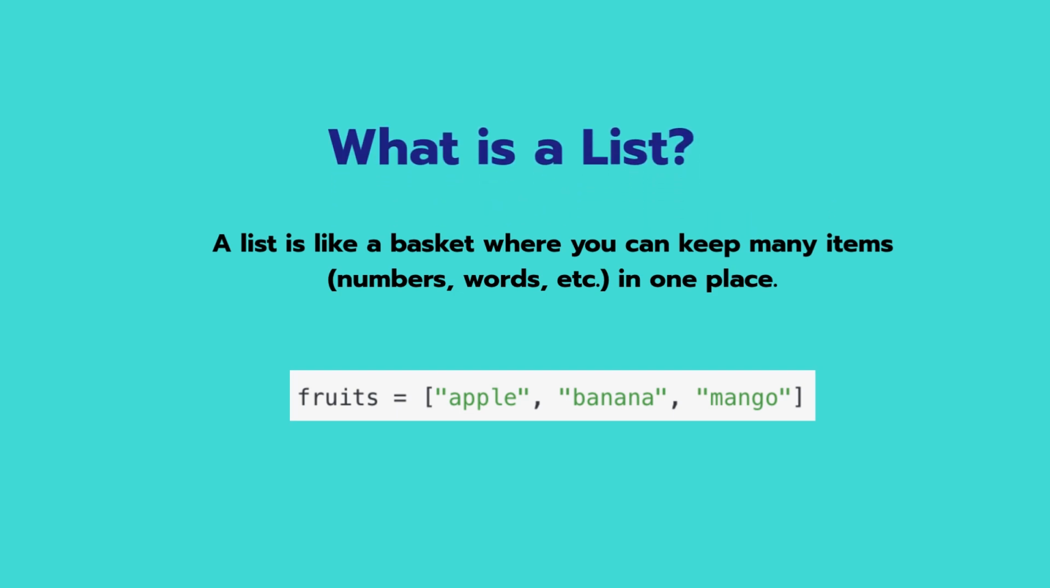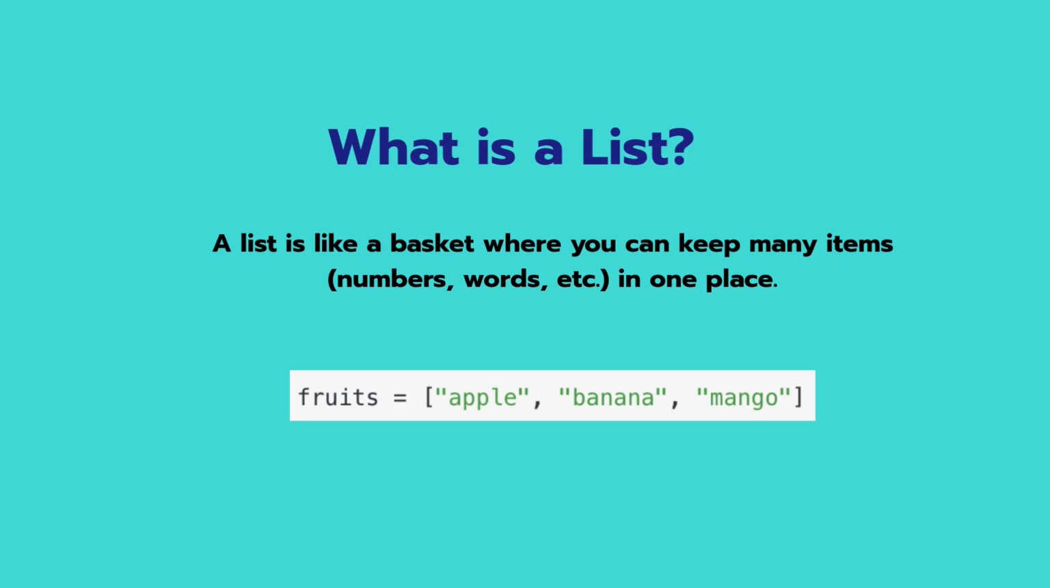So a list is like a basket where you can keep many items of different types in one place. Either it could be a number type, it could be a string type, it could be a double, float, any type you can store within a list as a single unit. Now you can see in this example, I have taken a fruit basket. For now, I have added just apple, banana, mango, a single type of items, but I can also add different types of items in my basket as well.